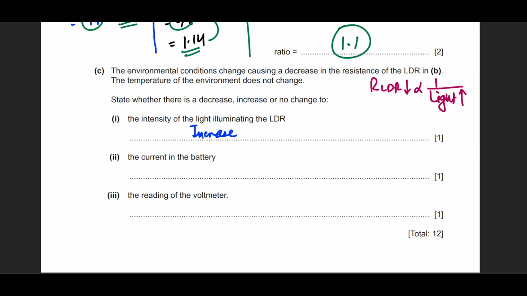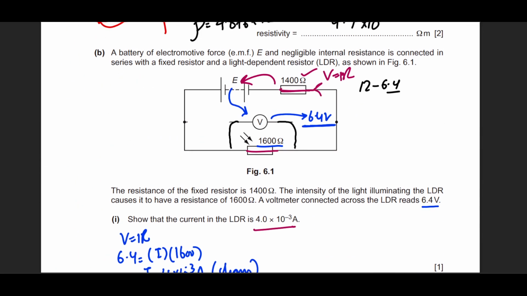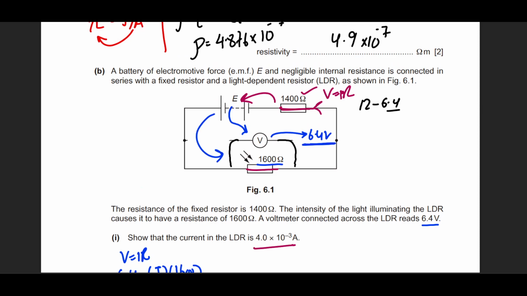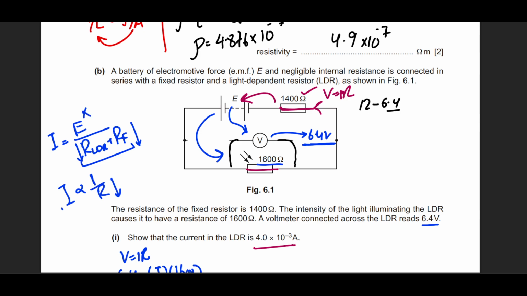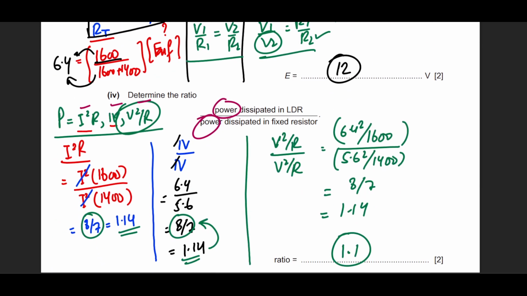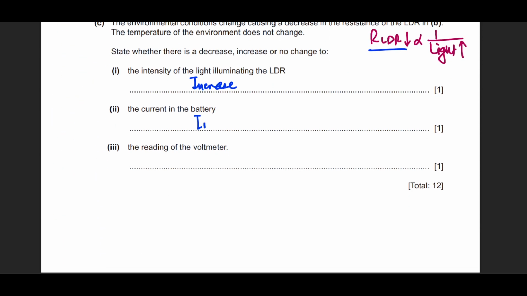The current in the battery, what's going to happen? If the resistance of the LDR decreases, we can see very well from the system and the circuit, it's a series circuit, right? So the current equals E divided by the resistance of the LDR plus the resistance of the fixed resistor. If you decrease this value, the whole value decreases. And if you notice that it is inversely proportional because the EMF is not changing. So if you decrease the resistance, the current increases. Simple. So this will also be an increase in the value of overall current.